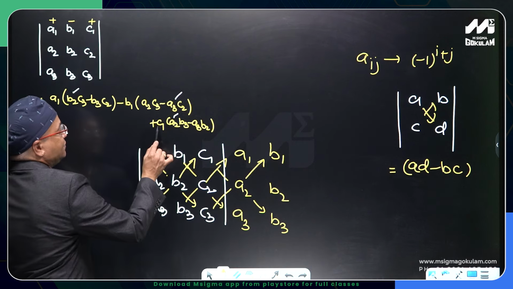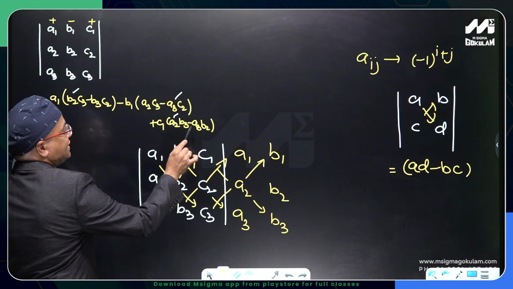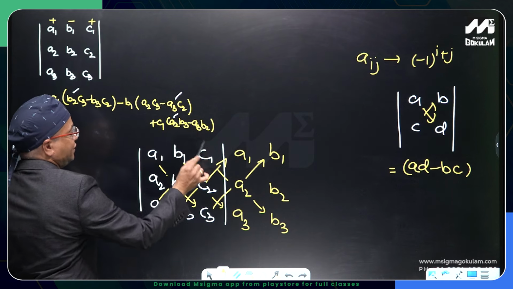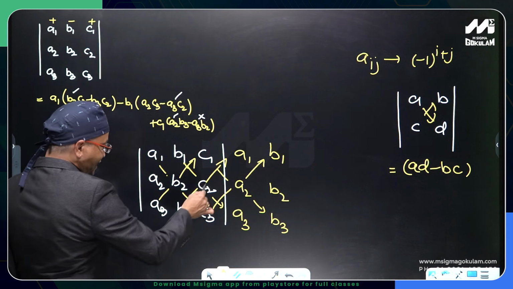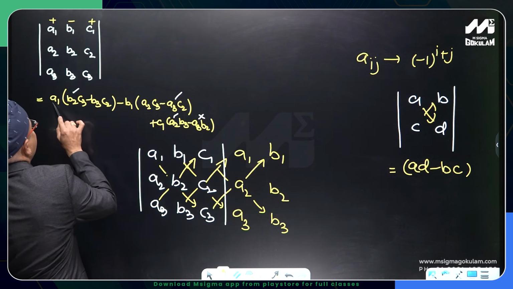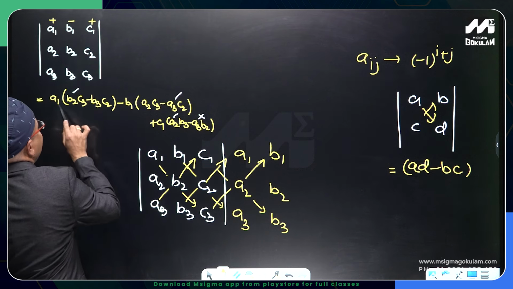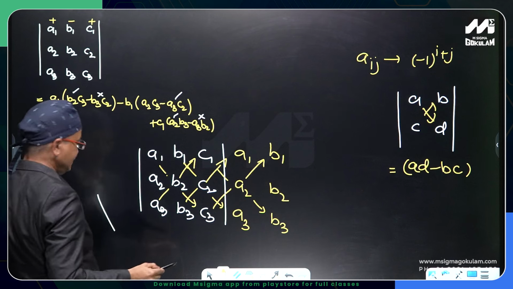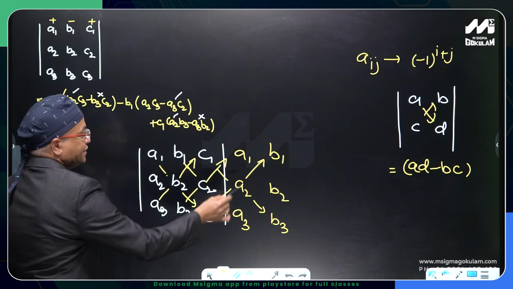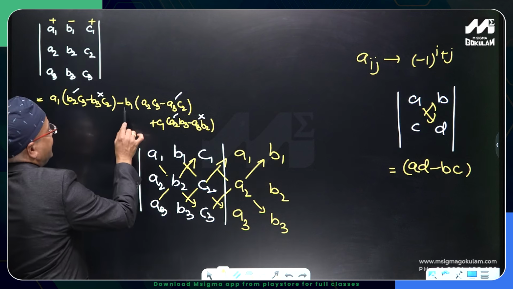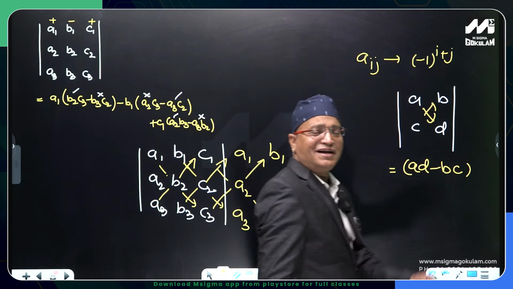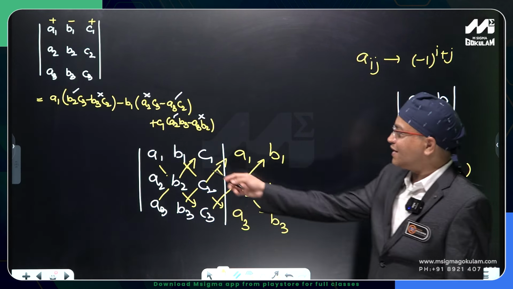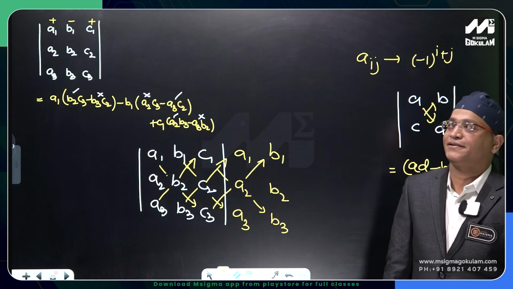You observe this into this: plus into minus gives minus C1, B2, A3. This term is there. Minus A1, C2, B3. Here you observe plus into minus gives minus A1, C2, B3. Next, minus B1, A2, C3. Here, minus B1, A2, C3. Just by taking three cross multiplications like this, fastly we can complete.